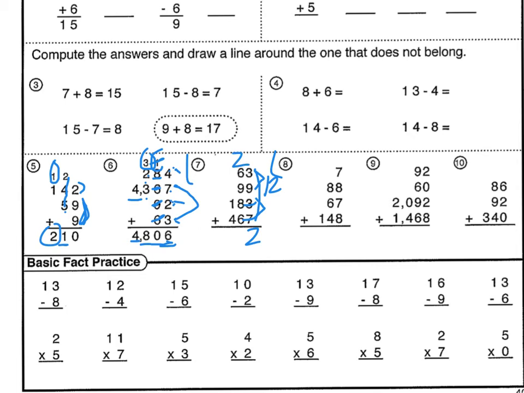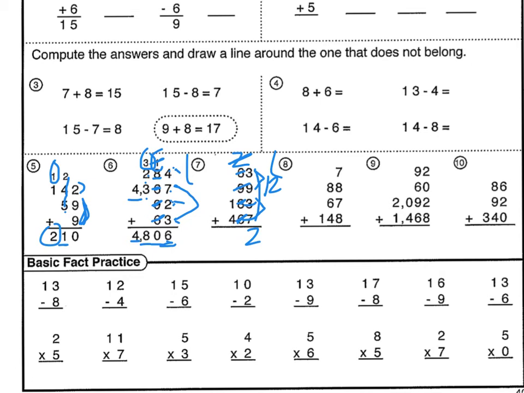Now I'm looking for another group that makes 10. I've got 8 and 2. That makes 10. I've got 6 and 6. That makes 12. 10 and 12 is 22. And then I'm going to add 9. Here's how I add 9 to that.